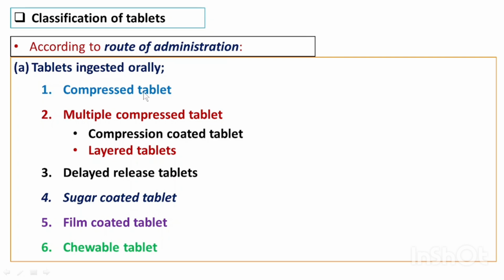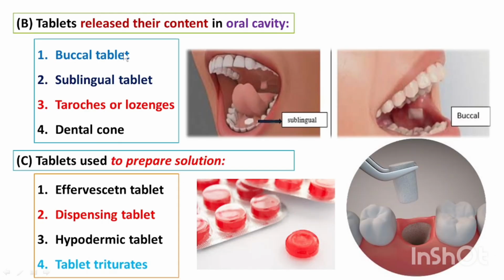We can classify them as compressed tablet and multiple compressed tablet. Here there are subclasses: compressed coated tablet and layer tablet, and also delayed release tablet, sugar coated tablet, film coated tablet, and chewable tablet. These are the tablets which we use by the oral route, right? Apart from these, some tablets release their content in the oral cavity. Oral, in the sense that it will disintegrate in our stomach or intestine.